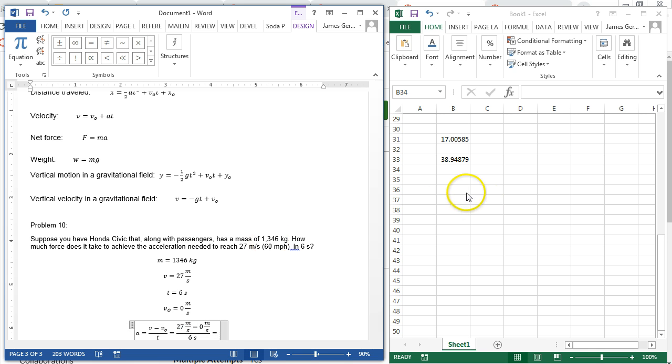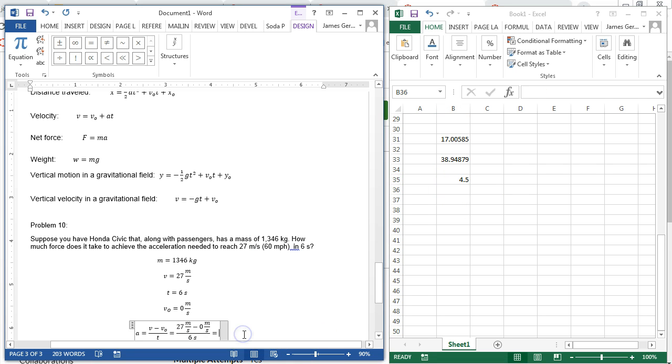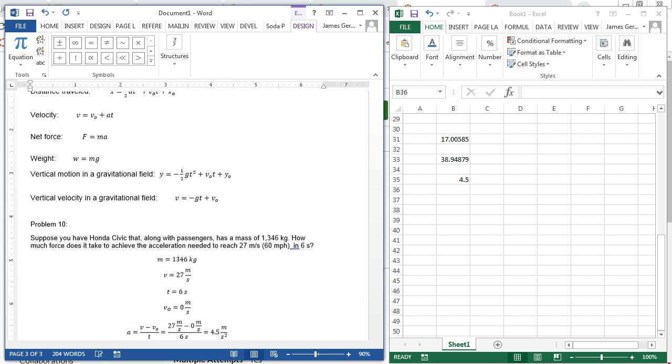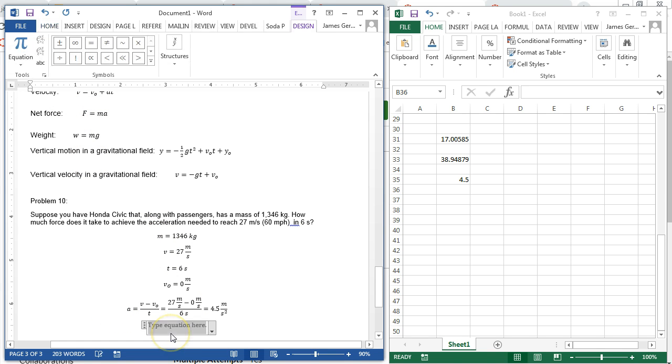All right, let's get this real quick. Equals 27 divided by 6, 4.5. 4.5 meters per second squared. All right, 4.5 meters per second squared. About half a g, not quite half a g. All right, so we have the acceleration. Now, we're after the force. Well, we know the mass. We now know the acceleration, and so we can get the force.